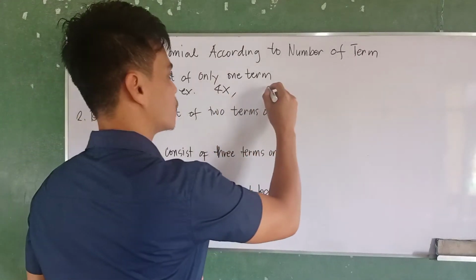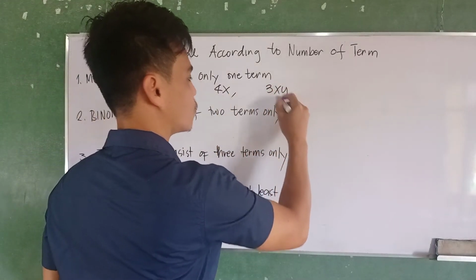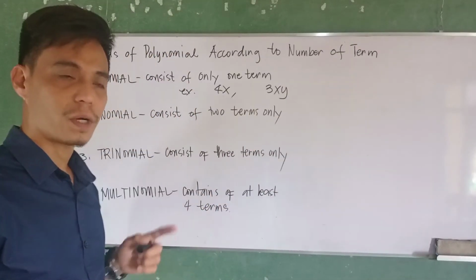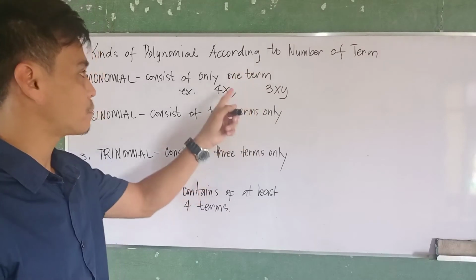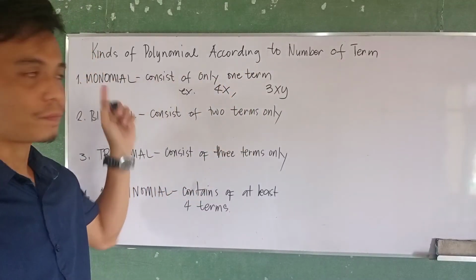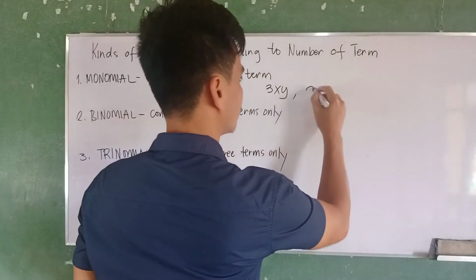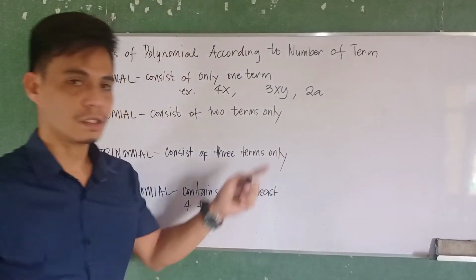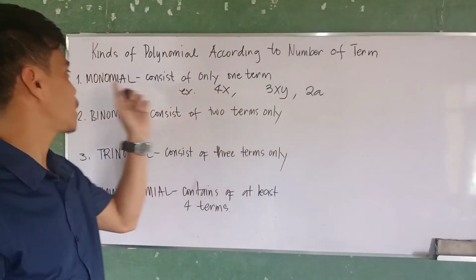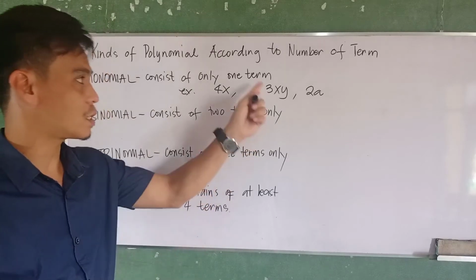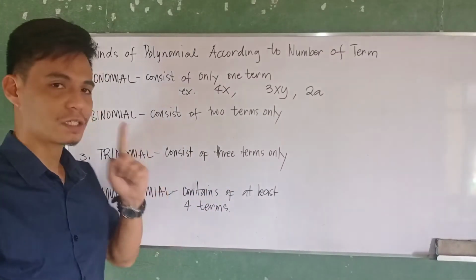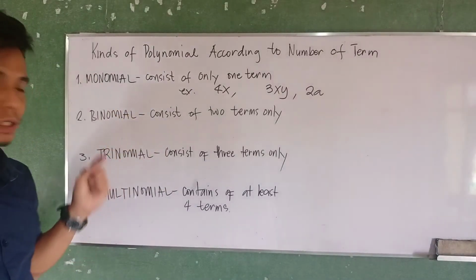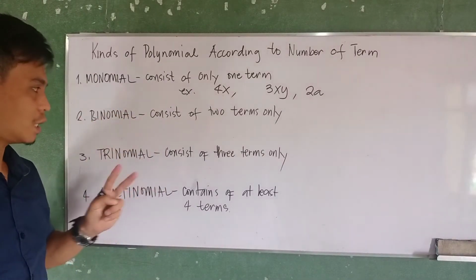Example, 3xy. So 3xy is also one term. Isang term, walang operations na involved. So therefore, monomial siya. 2a. 2a is an example of a monomial kasi isang term lang din meron siya. Okay? So I hope klaro guys. Now, isang term, monomial.